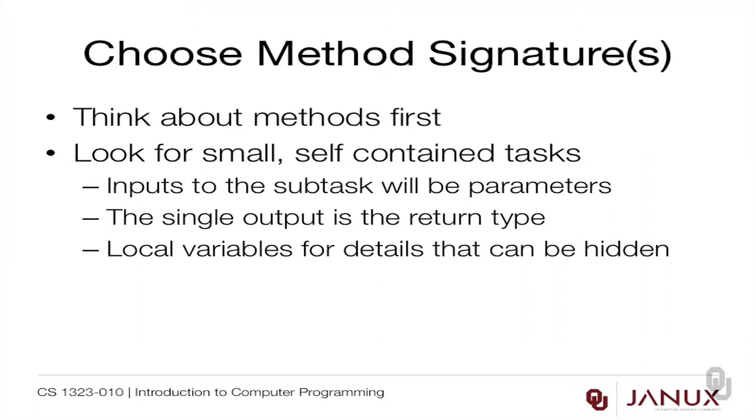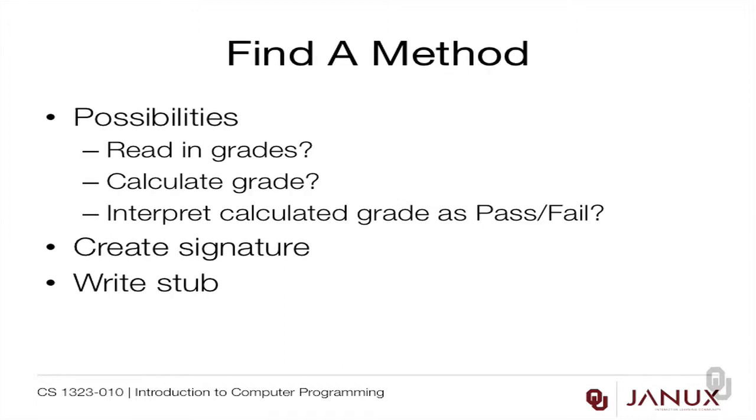So what we're going to do is look for small, self-contained tasks that we can group together in a method. So the inputs to the subtask will be the parameters, and the single output will be the return type. Local variables are for details that can be hidden inside the method. And remember, we want to hide as much as we possibly can.